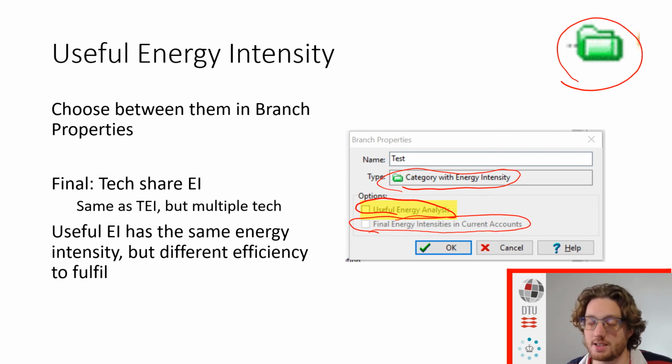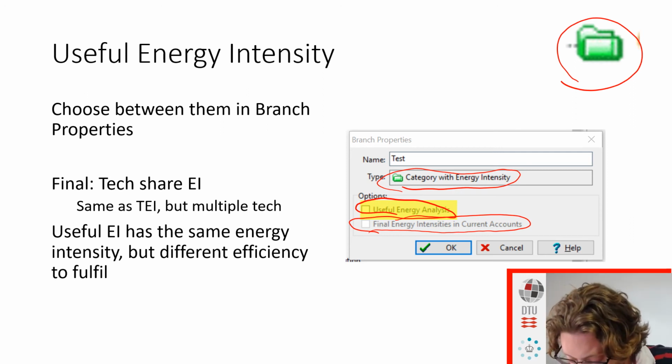So in this case, it might be better just to stick with the final energy intensity for the past, because they are just lumped together in statistics. So ticking this box allows for that, which is quite good. So it is the same thing with useful energy intensity, just has the same energy intensity specified for the process, but with different efficiencies to fulfill for the technologies.